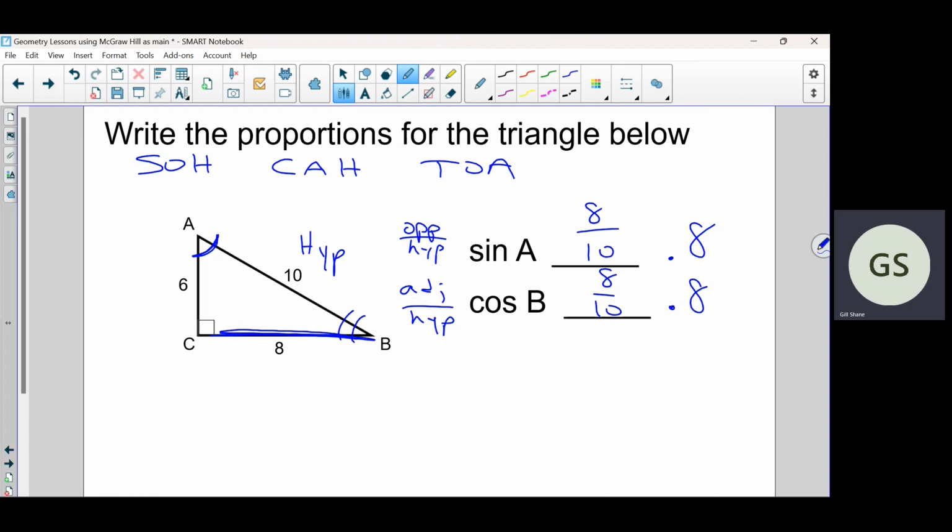Adjacent means like next to, connecting, like side by side. So when we talk about the angle here and we say adjacent, this is next to that. Now, 10 is also adjacent, but 10 is the hypotenuse. So we just label that the hypotenuse. That's what we said.